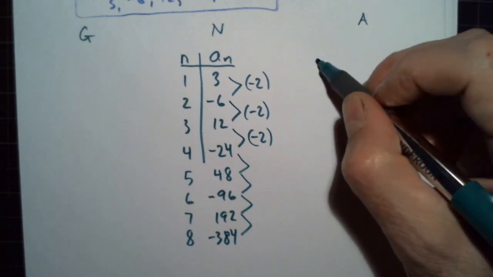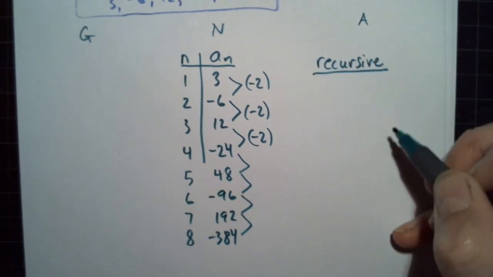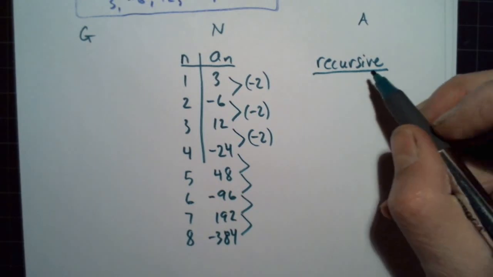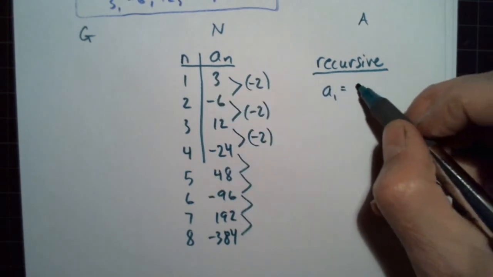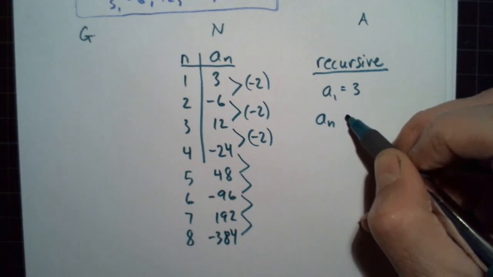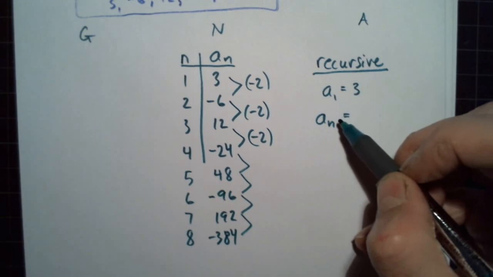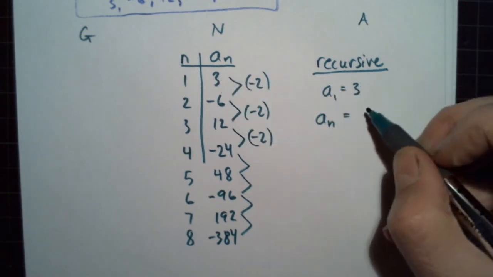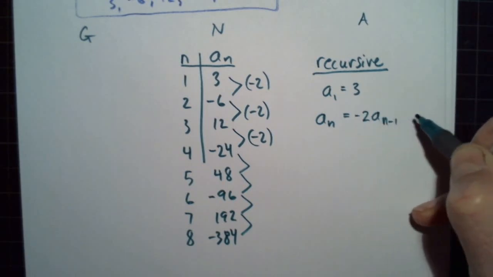Analytically, we have two ways of representing the sequence, and one is a recursive formula where we have to say what the first term is, and then we describe how to get to the next term. And in this problem, we know that we just multiply everything by -2, so we can say it's -2 a sub n minus 1.